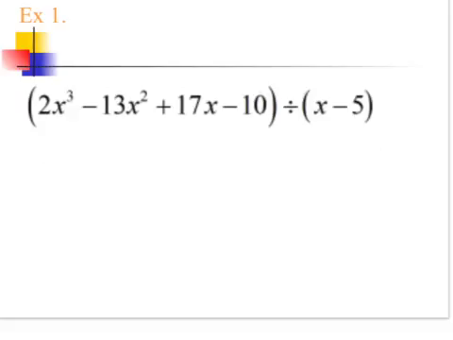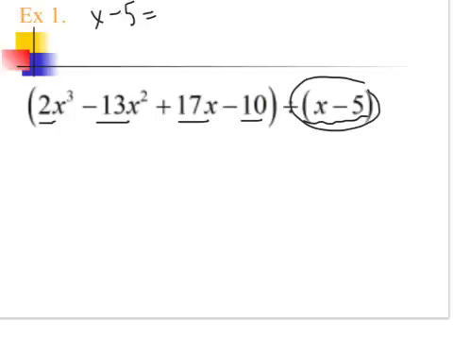Okay, so let's look at actually applying all these steps. The first thing we're going to do, we're going to look at our problem and write our problem in descending order. So we have 2x cubed minus 13x squared plus 17x minus 10, and we're dividing that by x minus 5. So our polynomial is in descending order because we have 3 x's, 2 x's, 1 x, and no x. So we're going to take our divisor, which is x minus 5, and we're going to set this equal to 0 and solve it. So that means that x is equal to 5.